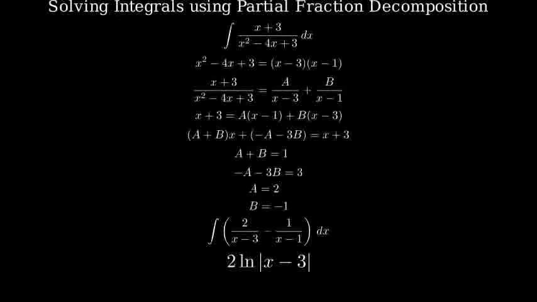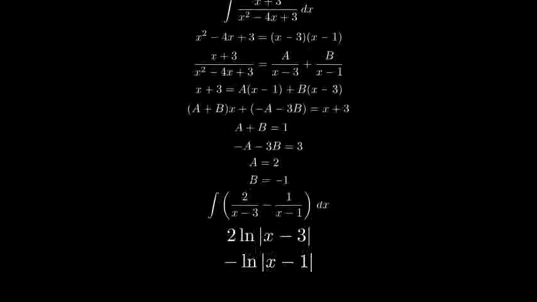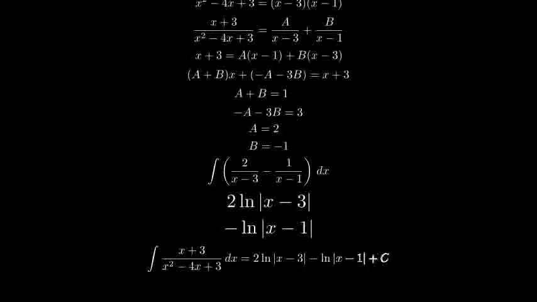The integral of 2 over x minus 3 is 2 times the natural log of the absolute value of x minus 3, and the integral of negative 1 over x minus 1 is negative the natural log of the absolute value of x minus 1. So the integral of the expression becomes 2 times the natural log of the absolute value of x minus 3 minus the natural log of the absolute value of x minus 1 plus the constant of integration.